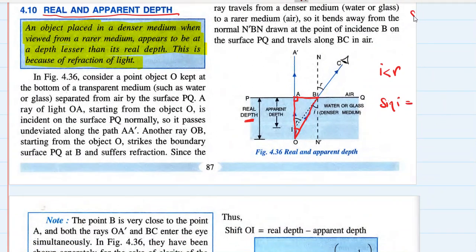You remember SOHCAHTOA? So sine is equal to opposite upon hypotenuse. Sine i is equal to opposite upon hypotenuse. Now what is the opposite of angle i? AB. And what is the hypotenuse? Hypotenuse is OB. Sine i is AB upon OB.